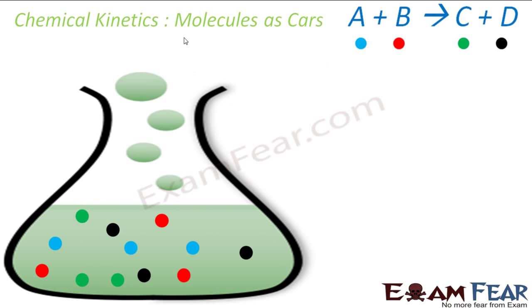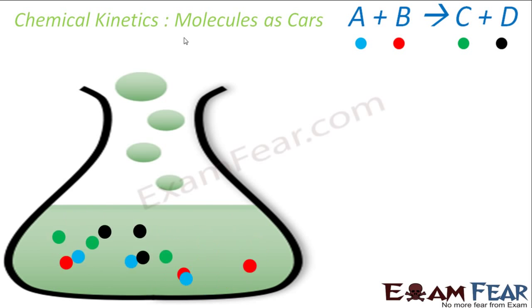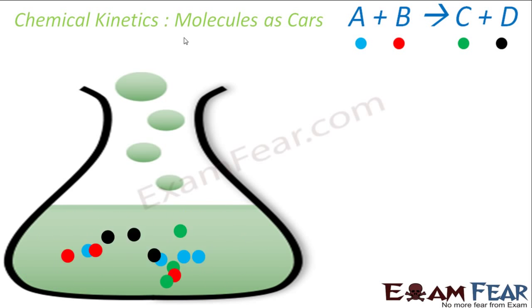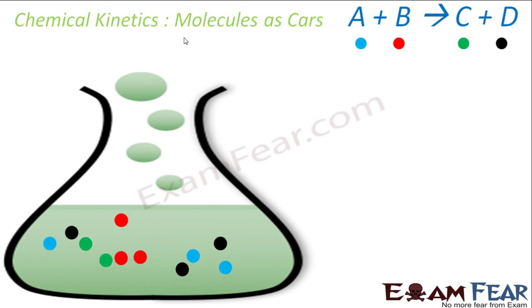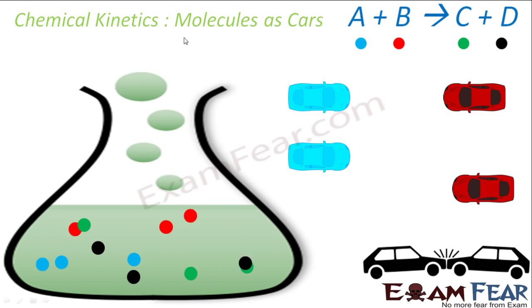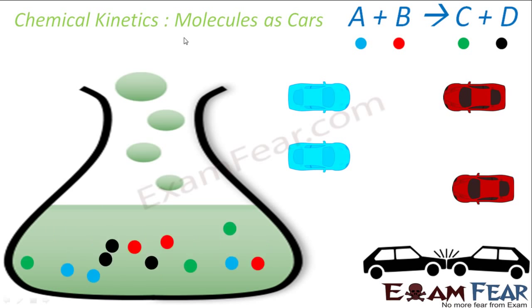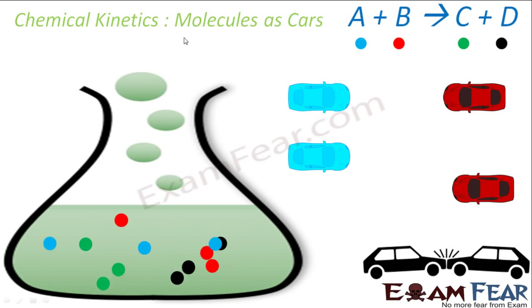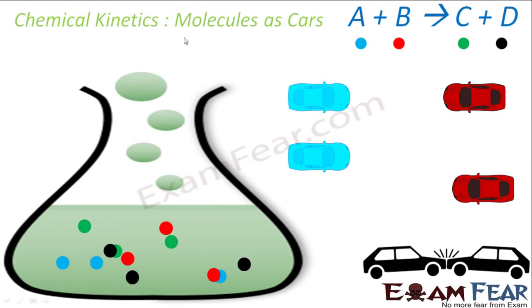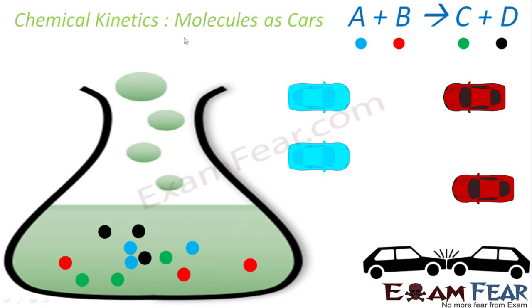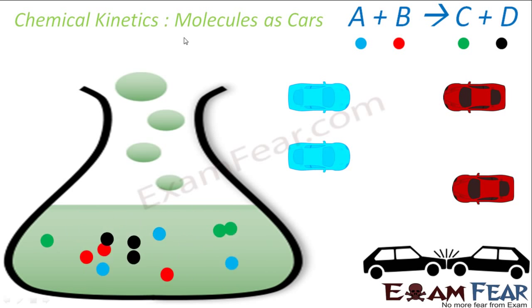Correct. So at the molecular level, I will assume the molecules as cars, and the bumping of molecules which you see here is similar to the bumping of cars. If you see, these are my cars, and if the cars bump each other at a very high speed and almost ram each other, they break one another, then I'll call it a reaction happened, right?